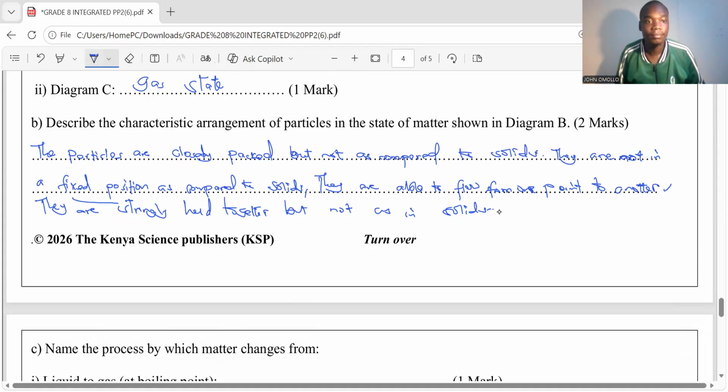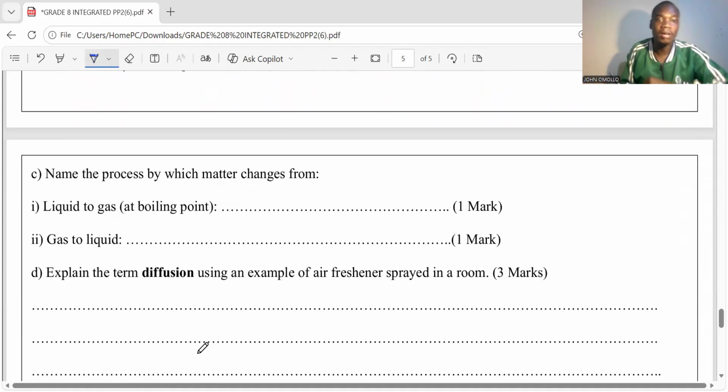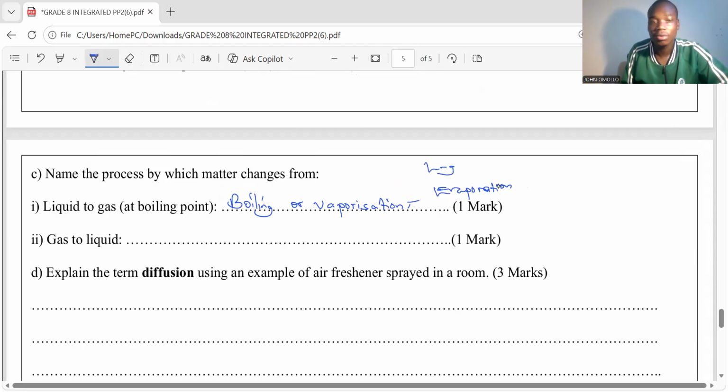Are you getting that? Name the process by which matter changes from liquid to gas. Now at boiling point, that is boiling. We can talk about boiling or vaporization or evaporation. Now is where liquid changes to gas. So that can be boiling, vaporization, or evaporation. Gas to liquid, condensation.